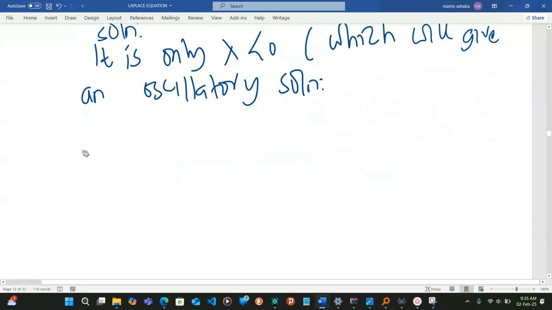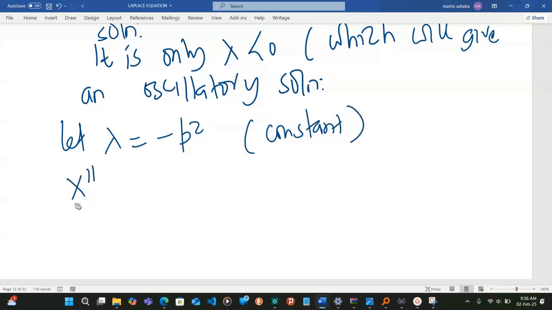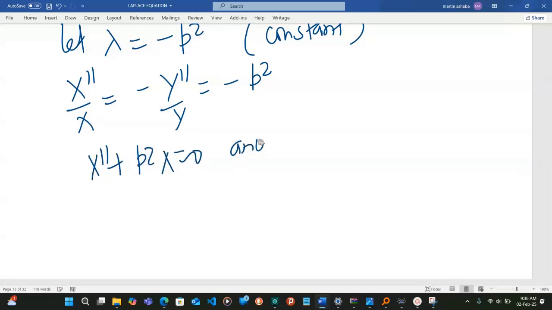So this means we can say, let lambda equal negative p squared. This is still a constant, okay? We haven't changed anything. So if x double prime over x is equal to negative y double prime over y is equal to negative p squared, then you can formulate two ordinary differential equations. I'll have x double prime plus p squared x is equal to 0, and I'll have y double prime minus p squared y is equal to 0.